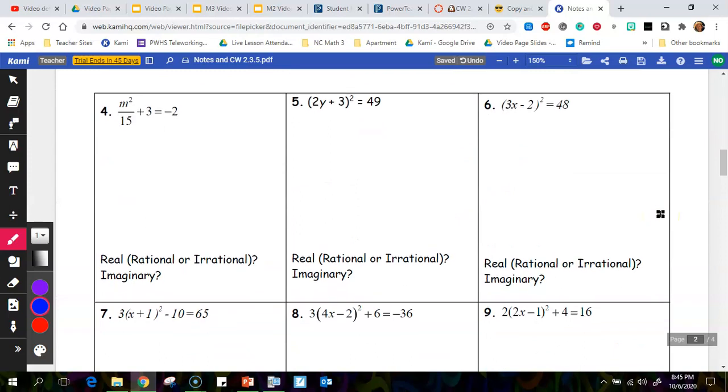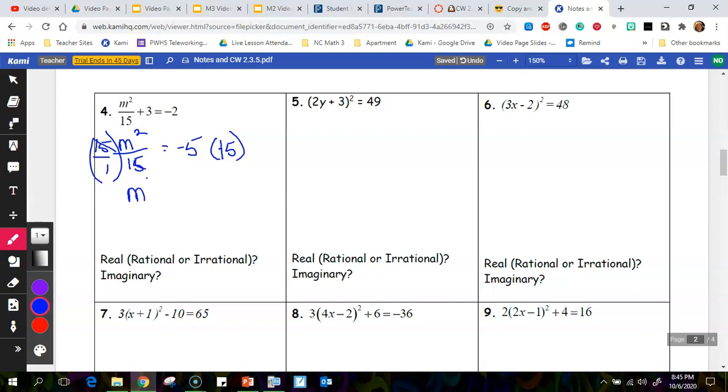Okay, let's try another one. Let's subtract 3 from both sides. m squared over 15 equals negative 5. Now what we need to do is multiply times 15 on both sides. No, not negative 15. Okay, and then those cancel.